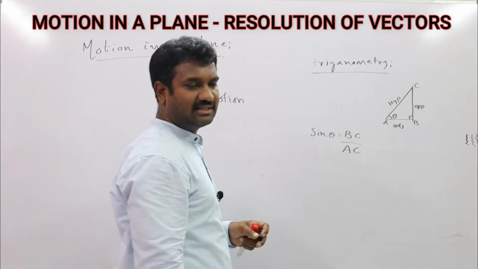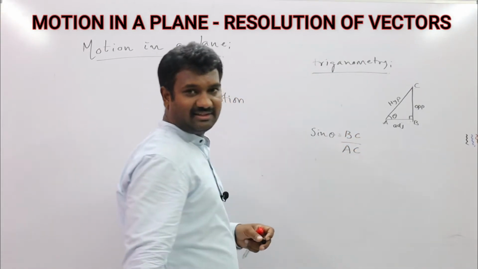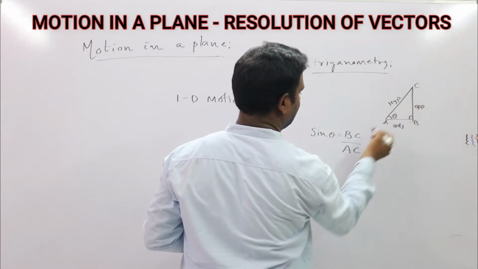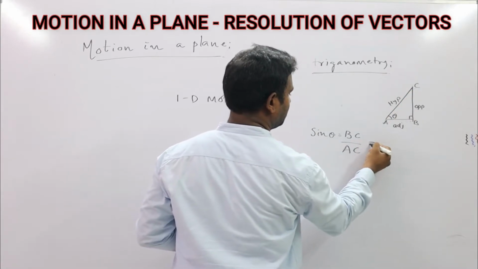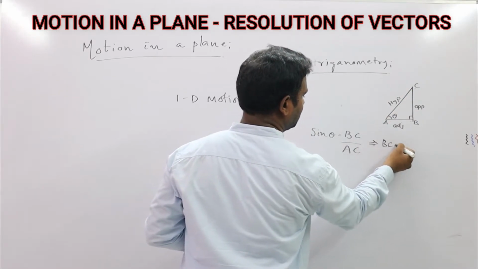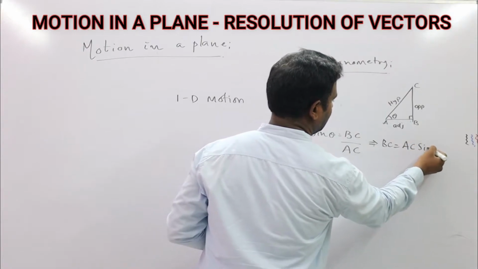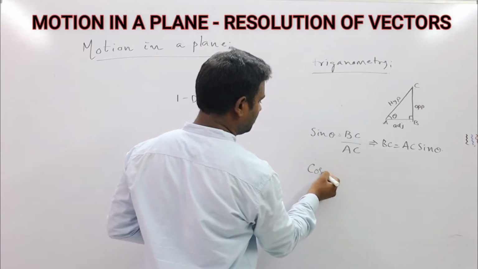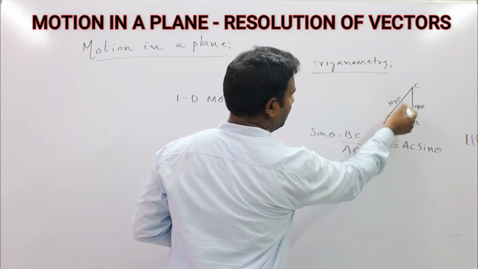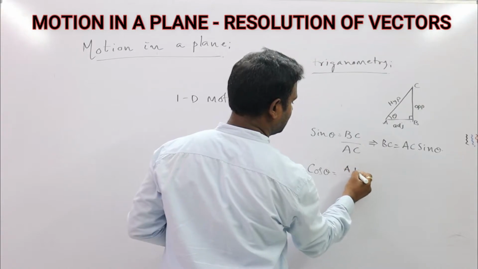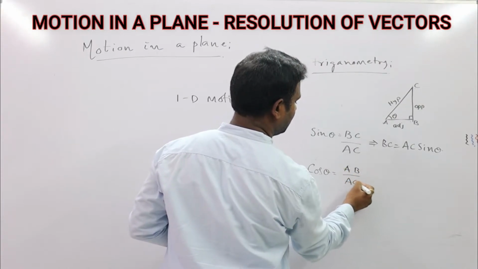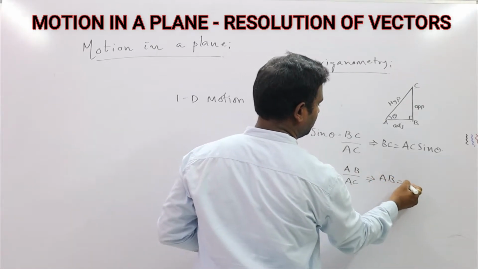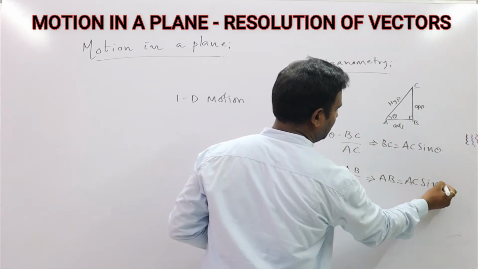A mathematical genius once cancelled C and C. You don't do like that. So sine theta equals BC, the opposite side, by AC, the hypotenuse. From this we can write that BC is equal to AC sine theta. And cos theta is equal to adjacent side by hypotenuse. The adjacent side is AB, by hypotenuse AC. So from this we can write that AB is equal to AC cos theta.